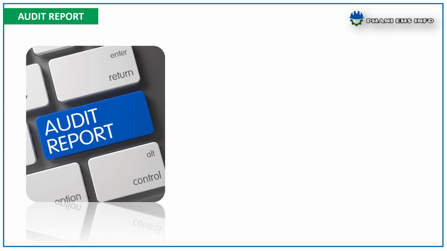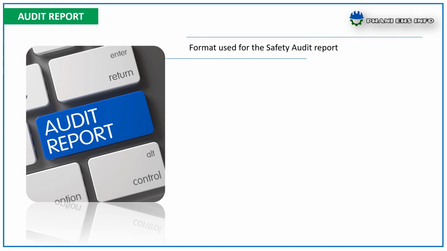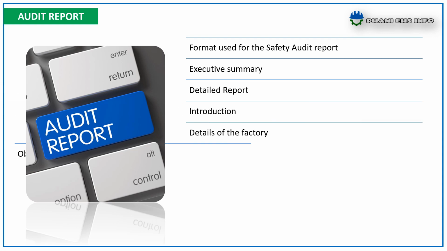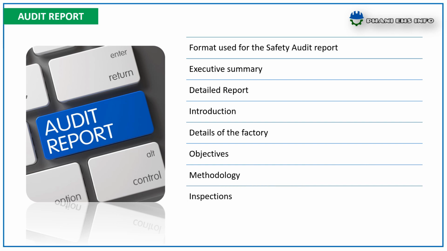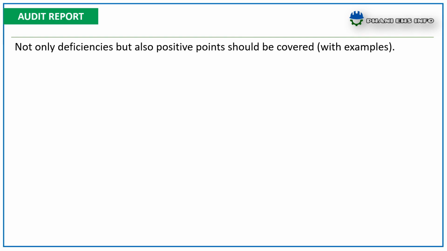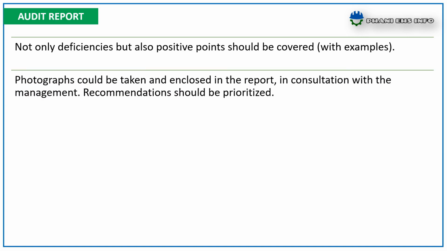Next one, audit report. The following format may be used in writing the report for safety audit: executive summary, detailed report, introduction, details of the factory, objectives, methodology, inspections, observations, findings and recommendations or suggestions. The key points: not only deficiencies but also positive points should be covered with examples. Photographs could be taken and enclosed in the report. In consultation with the management, recommendations should be prioritized.